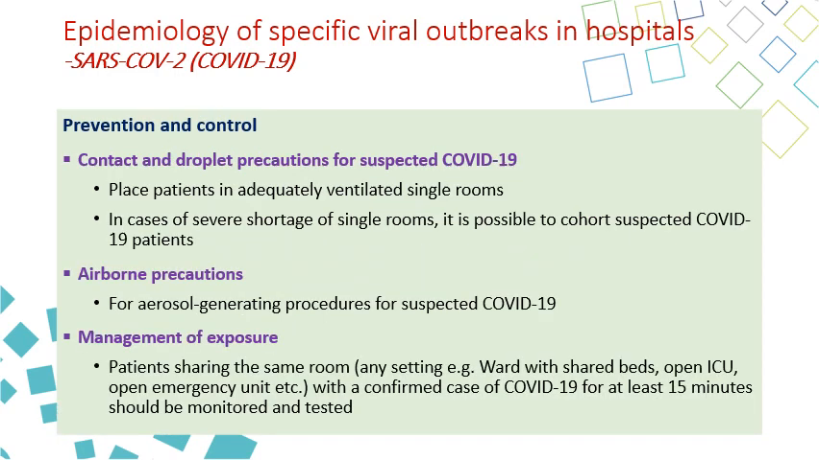Since COVID is transmitted mainly by droplet transmission, you place the patient under contact and droplet precautions, because as we said, it can be transmitted by touching respiratory secretions and other secretions of the patient, and droplet is the main transmission. So place the patient in a single, ventilated room, and if not available, we can cohort multiple patients in the same room. Airborne precautions are for special situations only, because as we said, COVID can be transmitted by airborne route while doing aerosol generating procedures. Management of exposure: a patient sharing the same room with a confirmed case for at least 15 minutes should be considered exposed, and you need to monitor or quarantine them, whichever is suitable according to the situation of the patient.